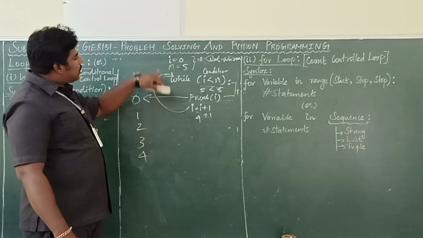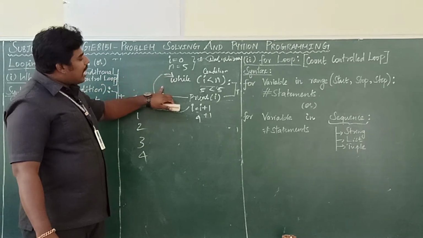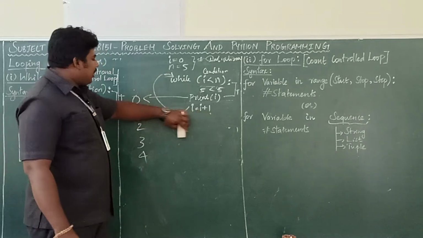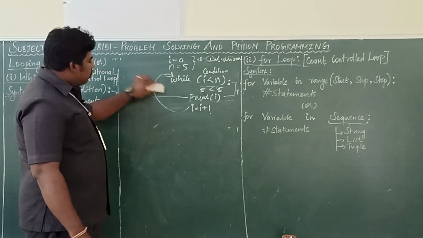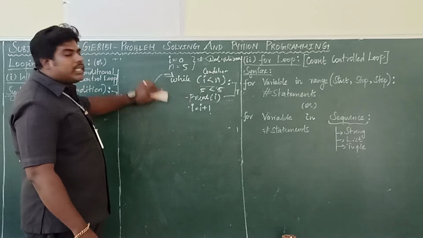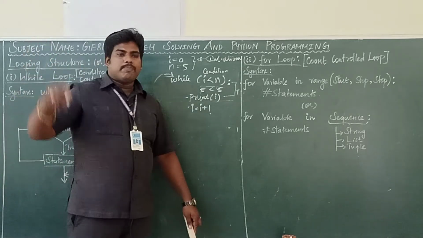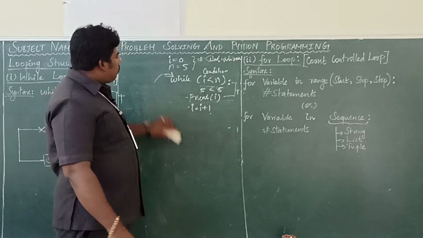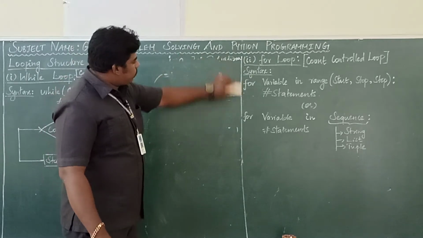What are the 3 steps? Initialization, condition, increment or decrement. If you miss any one of these steps, it leads to an infinite loop. Did all of you get it about the while? There's one more thing I have to explain.